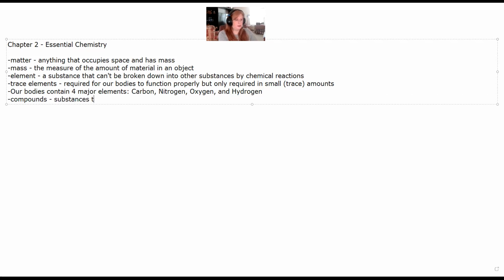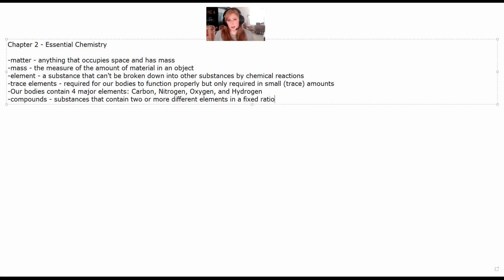Compounds are substances that contain 2 or more different elements in a fixed ratio. Okay, so water is a compound, right? And it's a compound because we can break that down in a chemical reaction into its separate elements, which are oxygen and 2 hydrogens, okay? So water is not an element in the chemical term. It can be broken into smaller actual elements, okay?